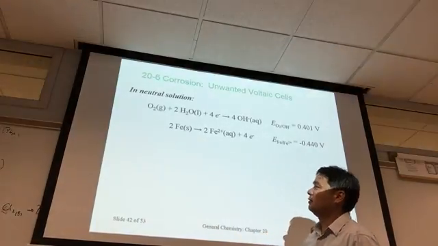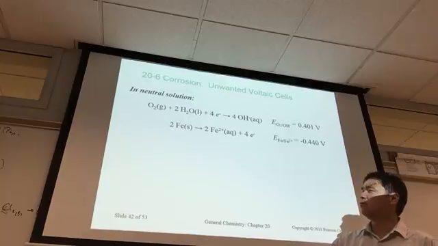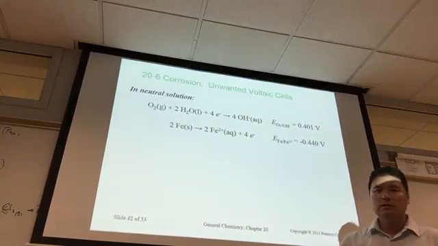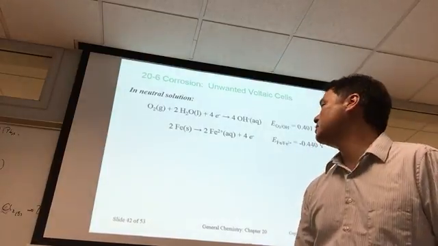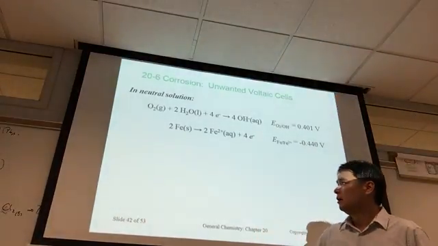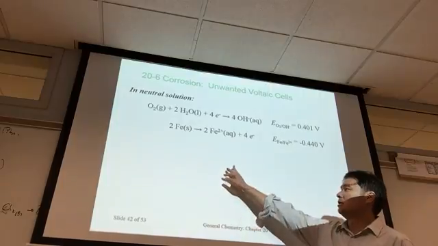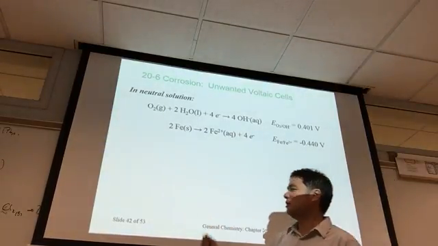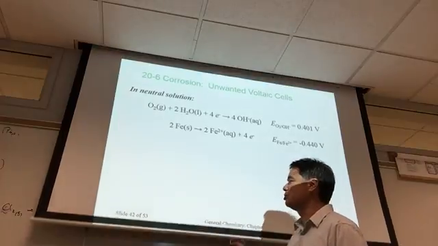Rust, the corrosion of iron, is probably the most important one for corrosion because iron's a structural material. And rust is very common and causes untold dollars in damage every year. But if we look at the corrosion of iron, we normally think iron's just being oxidized by O2.